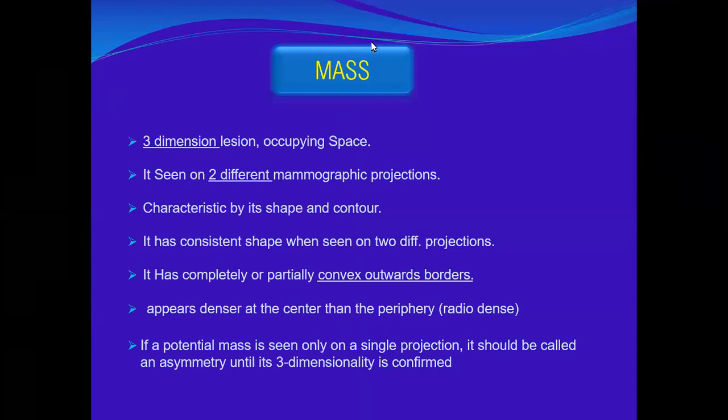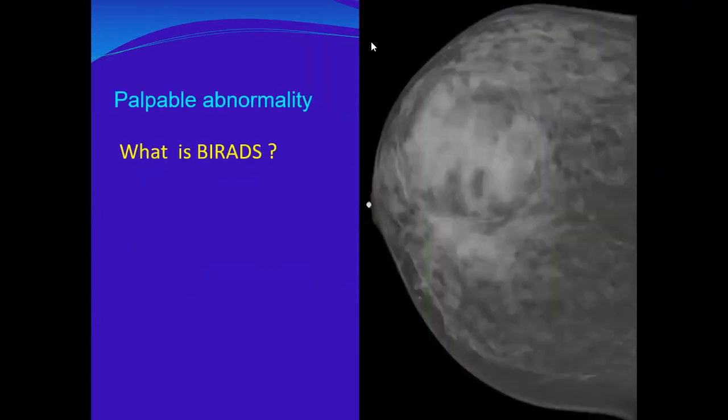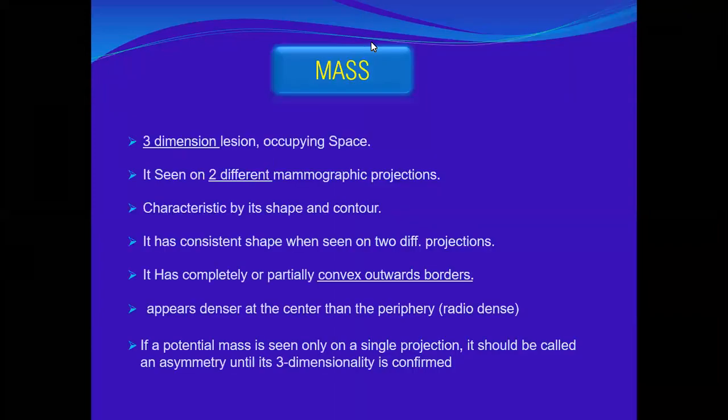Mixed density, it's okay. So we said the definition of a mass: it's a three-dimensional space-occupying lesion that should be seen in at least 2 orthogonal mammographic views. It is described by its shape, size, and position, and it has an outward convex border. Why did I bring up the definition of the mass again? Because it is important to differentiate it from asymmetry. One of the learning objectives of this session is to differentiate between mass and asymmetry, which is really important.